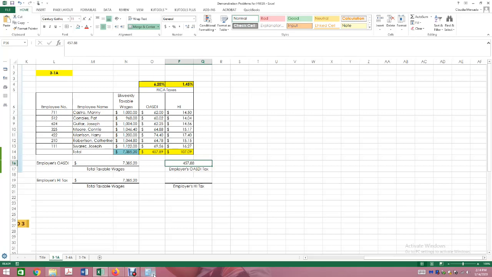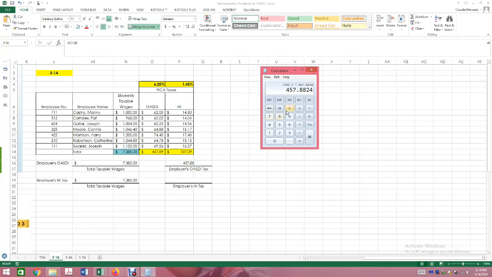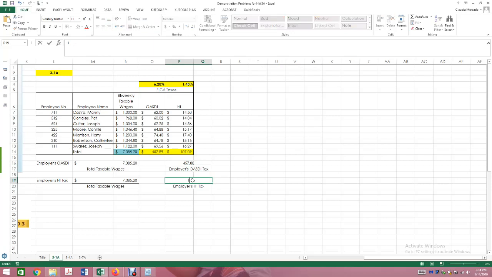Now let's calculate our HI tax for the employer. That would be the $73.85.20 times 1.45%. That's going to be 107.80854. So because the third digit is a 5, I'm going to round it up. So it'll be 107.09.